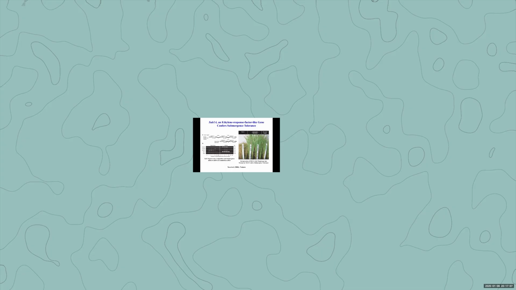This is a transcription factor. Because of this single transcription factor, we are getting these submergence tolerant lines. This is a very beautiful picture where you can see normal Samba and Samba SUB1, with incorporation of a single gene. Under submergence it is surviving, but with Samba Mahsuri or Samba, very few plants are surviving.